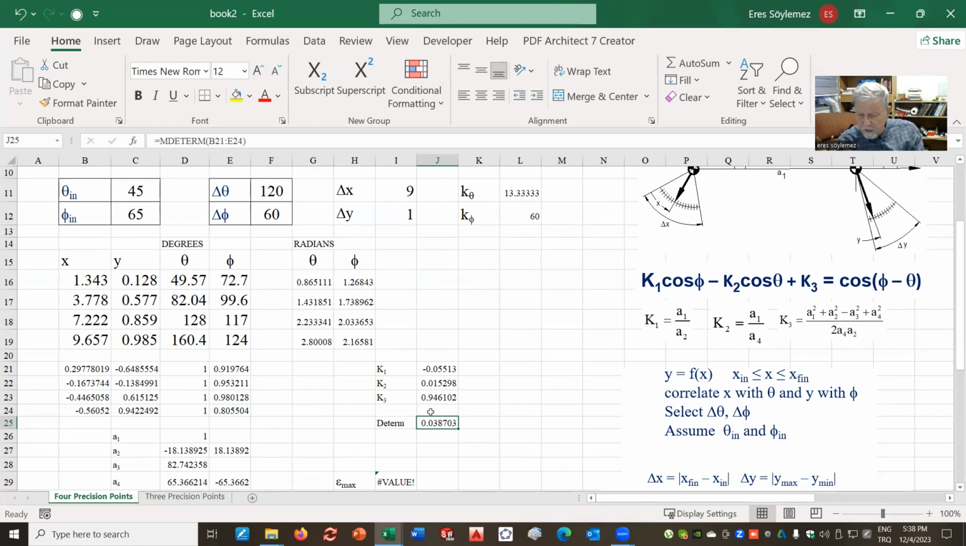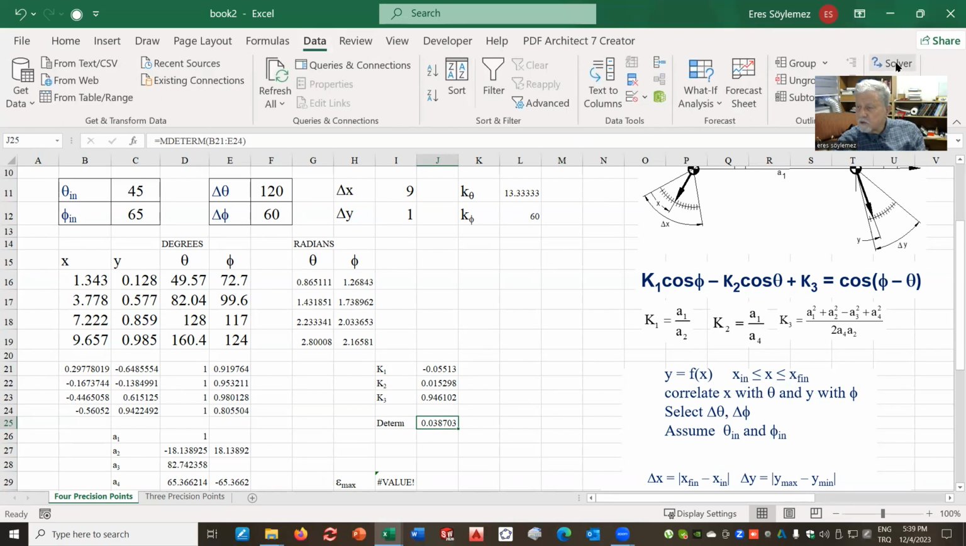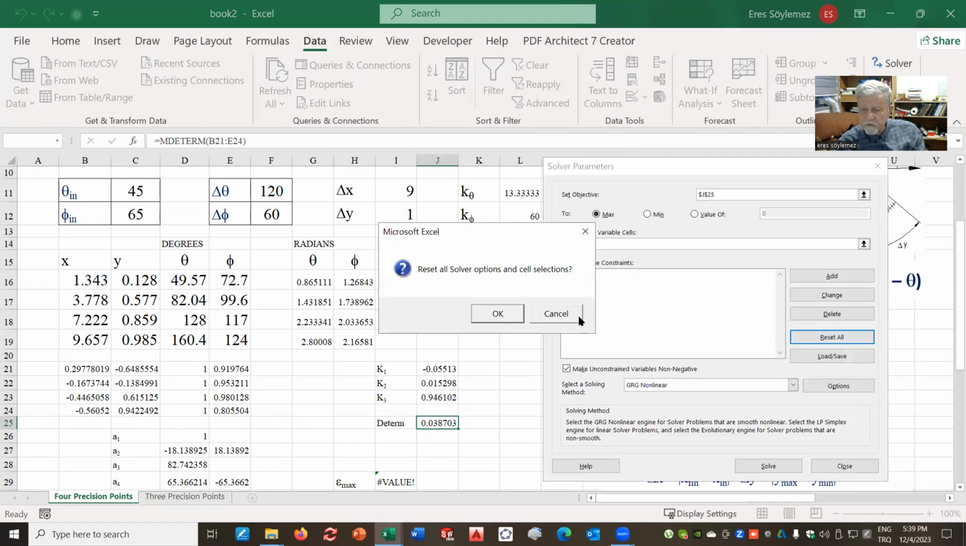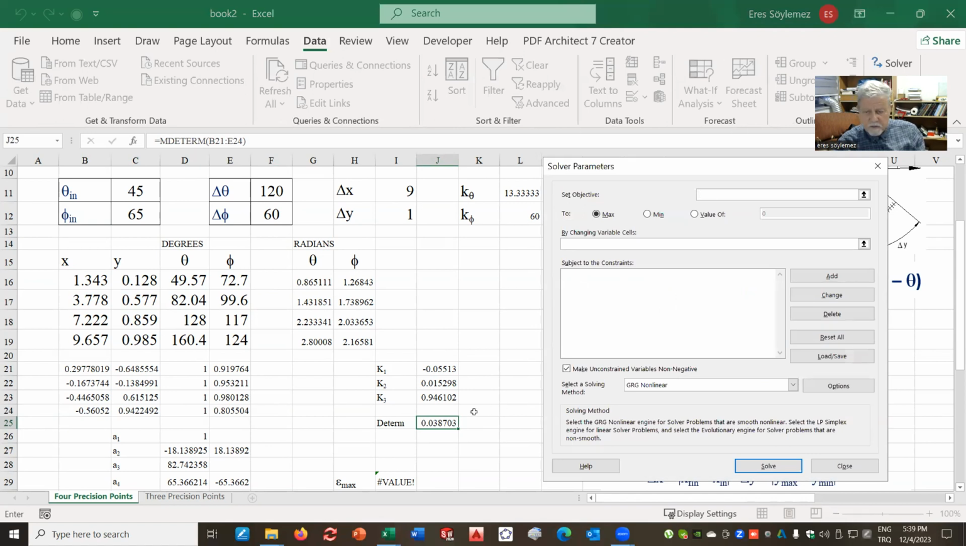If this determinant can be made equal to 0, then you have a solution for K1, K2, K3, and they will be these values. So what I do is this. Go to the data solver, reset all. Let me first reset all. Well, it is almost reset. I want to make this value equal to 0 by changing cell. I'm going to use phi initial as my design variable. Make this cell equal to 0 by changing phi initial.